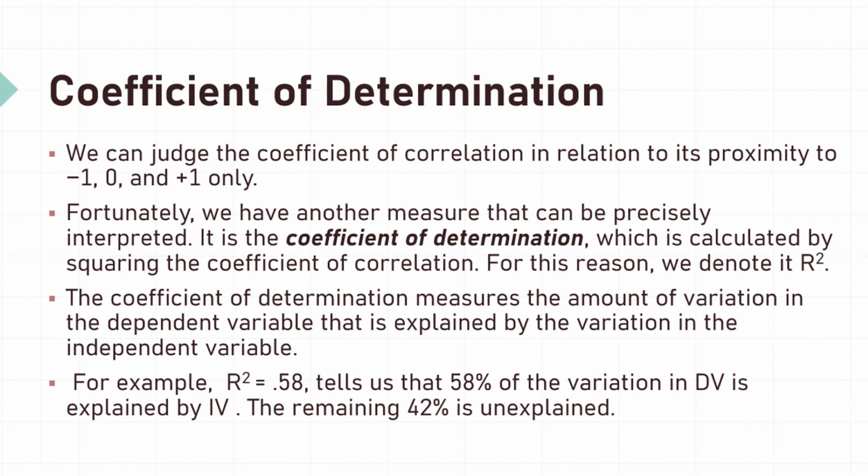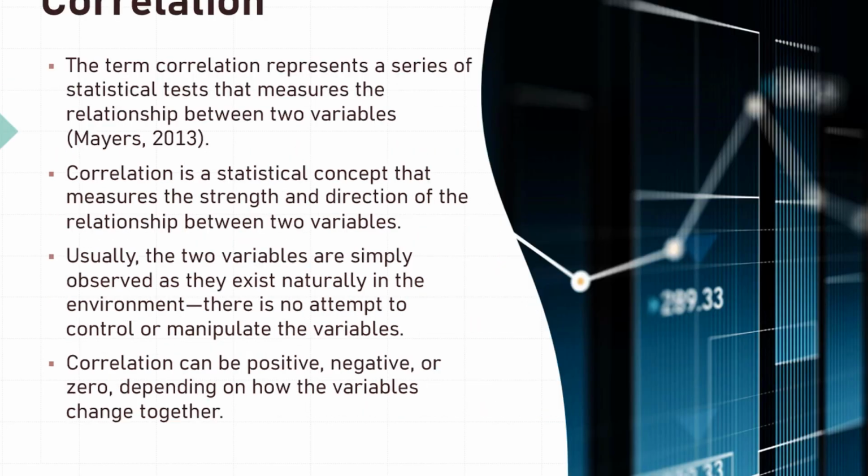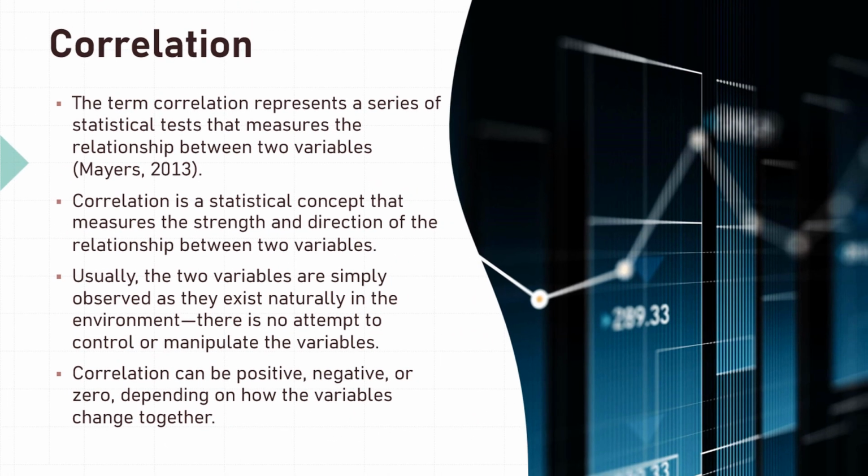For example, if we have R square equal to 0.58, it tells us that 58% of the variation in the dependent variable is explained by the independent variable. You have to multiply 0.58 by 100. The remaining 42% is unexplained. So today's basic topic is correlation. Hope you have understood the linear relationship. Now we discuss correlation in detail.